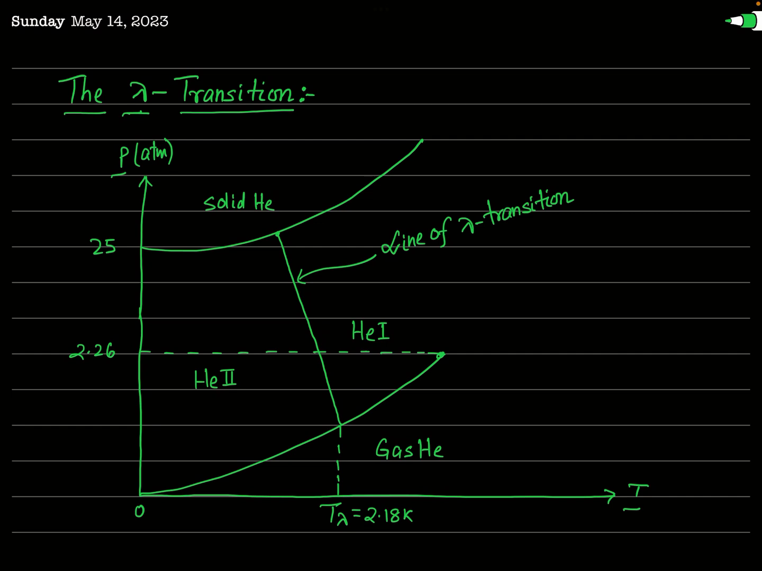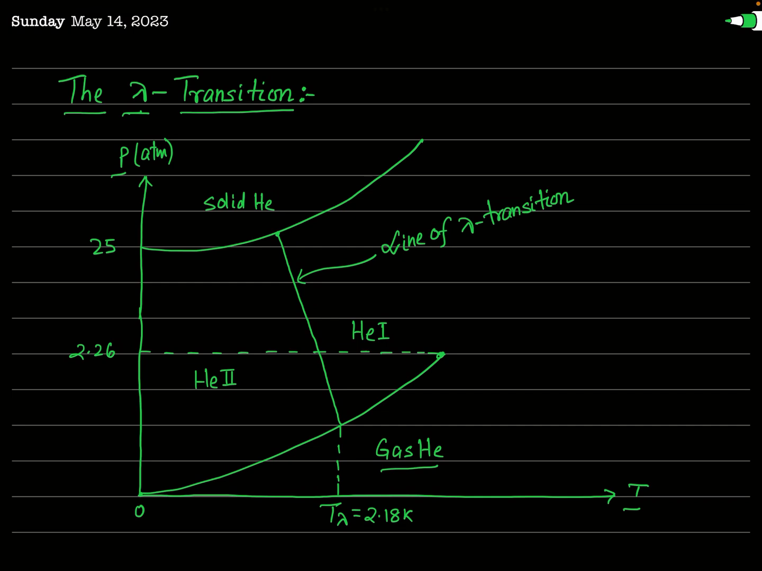Now you can see that when T is equal to 0, at this origin, and P is also 0, the helium is in gaseous state. You can see just in gaseous state. This is gas helium because pressure is also very small. But as the pressure increases, you can see that increasing the pressure and decreasing the temperature, the helium is transformed into liquid state.